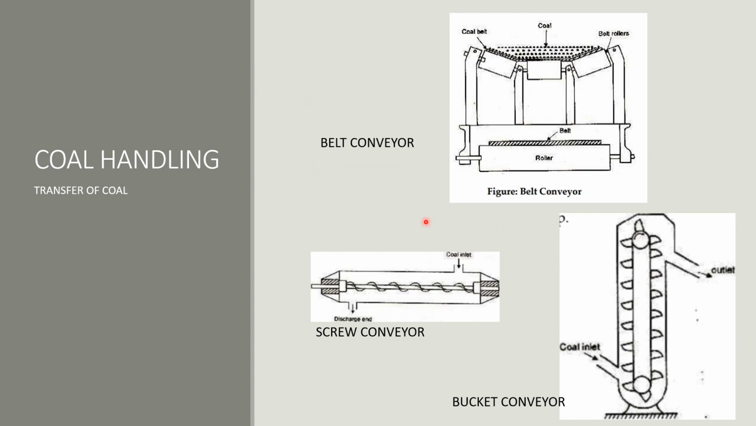And we have three types of conveyors that we use in transferring coal. In this belt conveyor, coal is transferred over here as it rotates. We have a screw type of conveyor in which coal is inserted inside this conveyor, and with the help of these screws, it is transferred from one end to the other end. We have a bucket conveyor in which coal is inserted over here, and it is transferred with the help of buckets from one end to the other end.